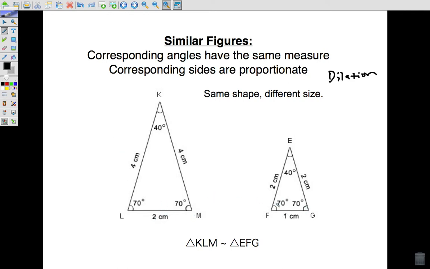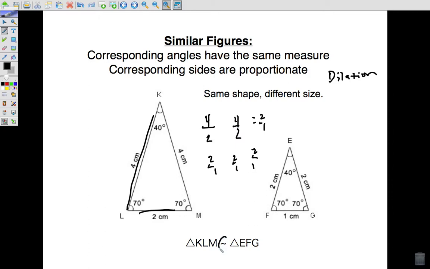This is 2, 1, 4, 4, 2. So it's proportionate. Do we see that this side is 4 to 2? This side is 4 to 2. This side is 2 to 1. If we simplify all of these, I should get 2 to 1, 2 to 1, 2 to 1. They're all the same proportion.